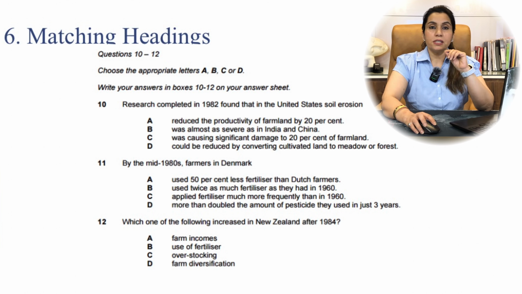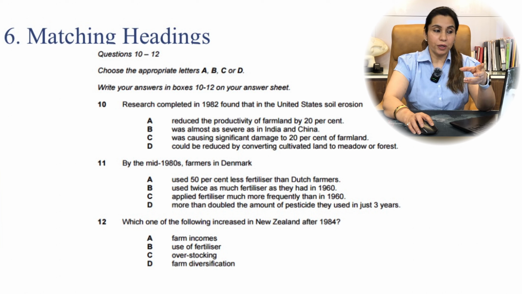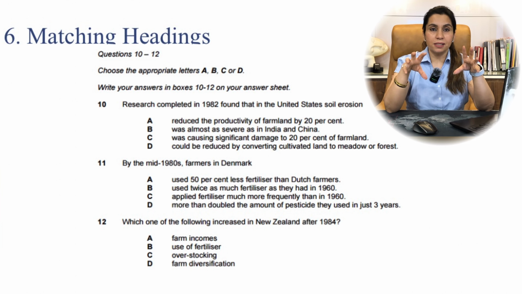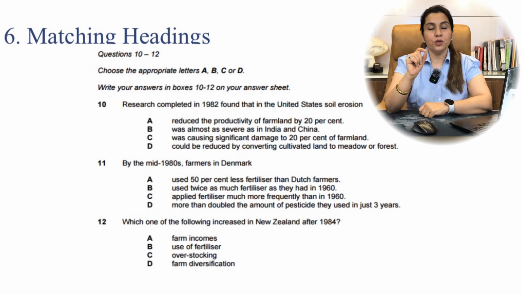You need to first read the question, and the keywords are 1982, and we need to find out about the soil erosion in the United States. Now you will go back to the passage, find this location, which paragraph is talking about this information, and then you need to see which of the 4 options will fit into that, and then you need to put that alphabet in your answer.